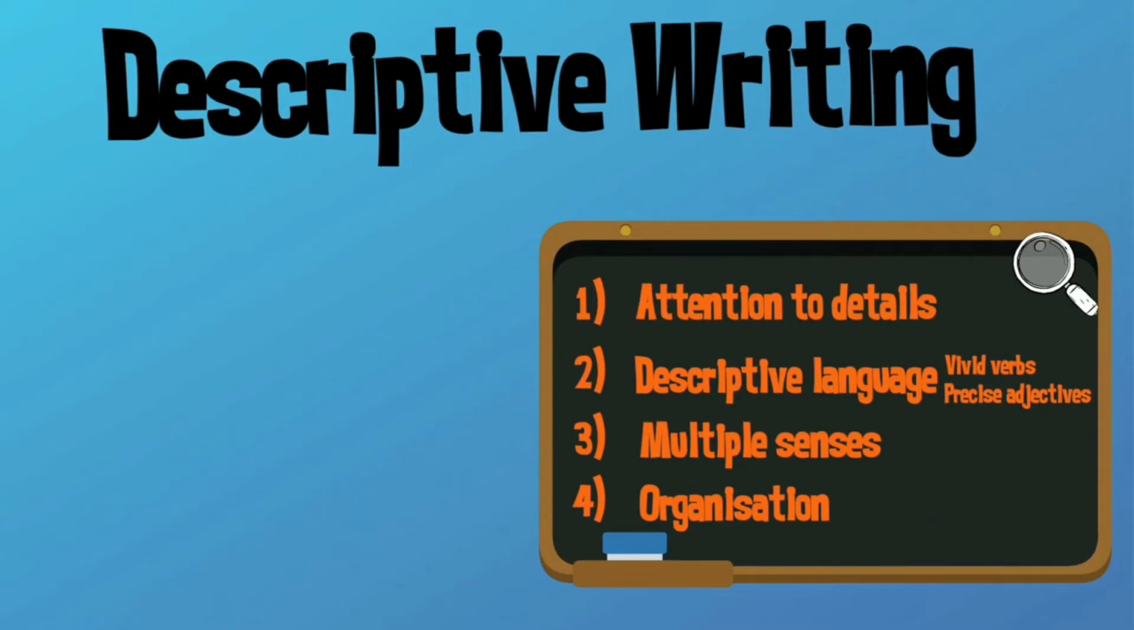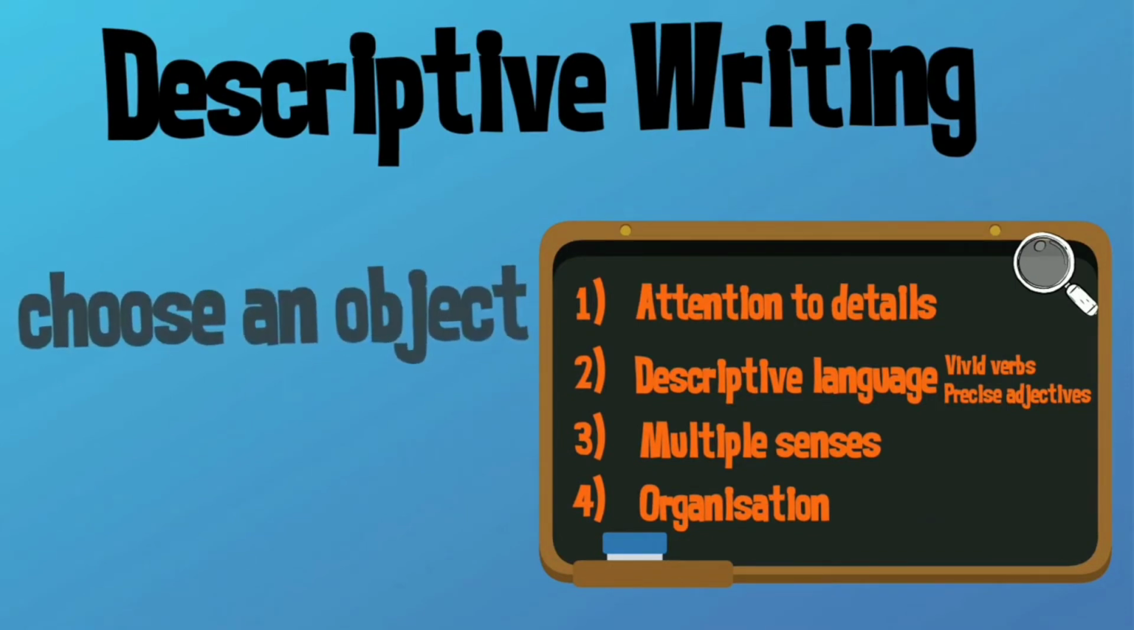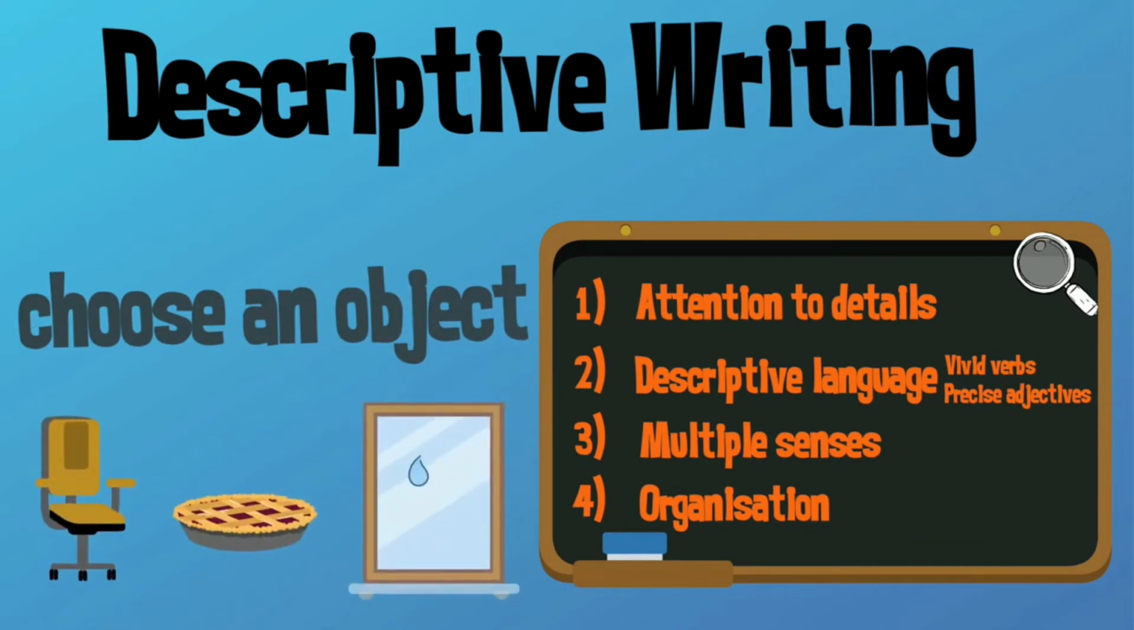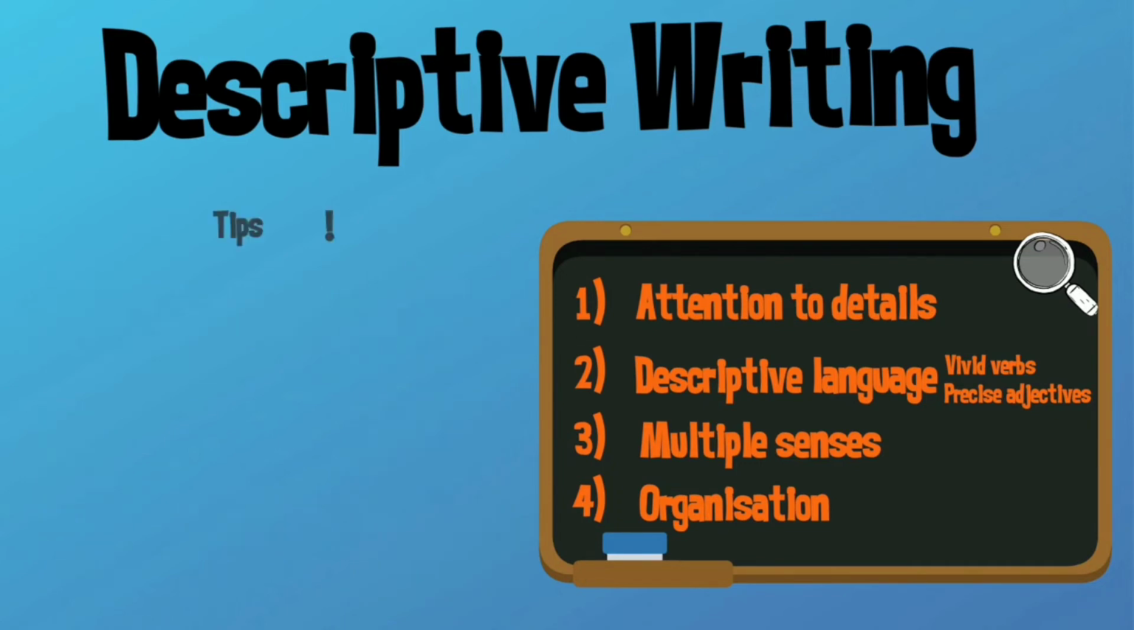Descriptive writing can be a lot of fun, and practicing your descriptive writing is easy. Just choose an object from around the house: a chair, a pie, a raindrop on the window. The more ordinary the object, the greater the challenge. Before we finish, a few tips for your descriptive writing.